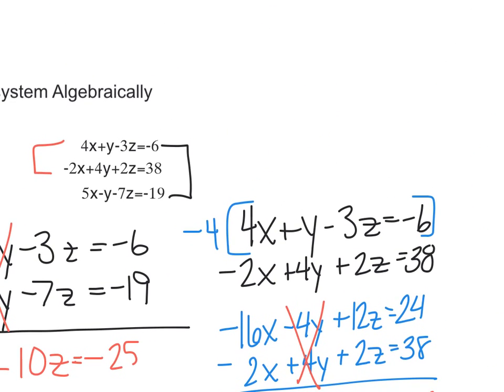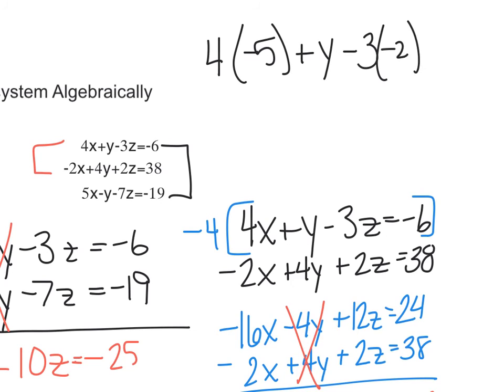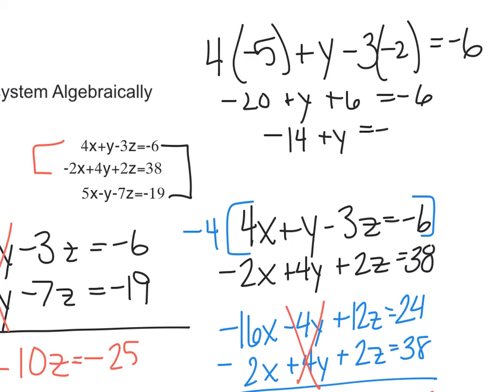And now that I have x and z, I'll plug it into an equation that has all 3, perhaps this first one. So 4 times -5 plus y minus 3 times -2 equals -6. So that's -20 plus y plus 6 equals -6. So that's -14 plus y equals -6. Add that 14 over, and I get y equals 8. So now we've officially solved that 3 by 3.